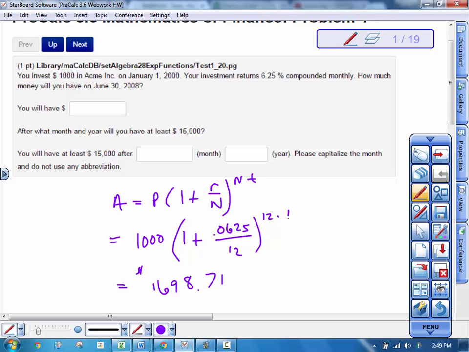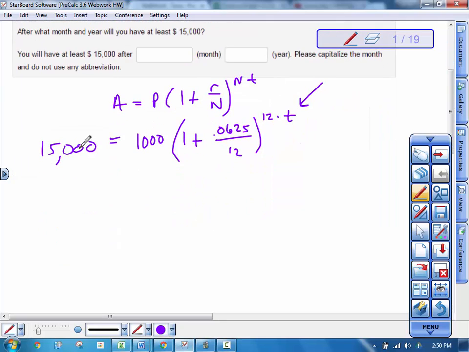Okay, for the next problem then, let's go back and use the variable. This is our equation, and it says you will have at least 15,000. So let's find out when we have 15,000, or at least that. Solve for t here. So divide by 1,000 and take the log of both sides.